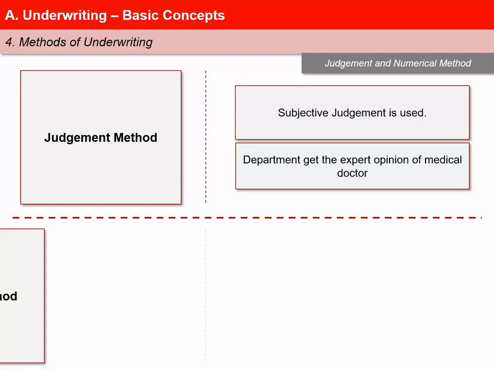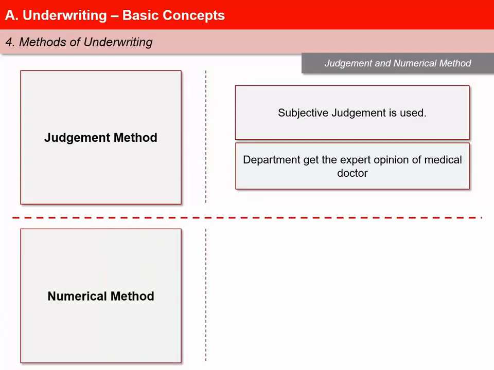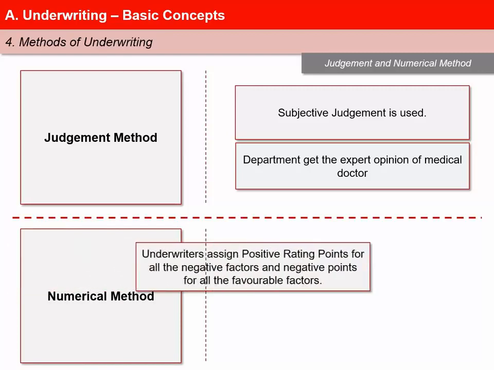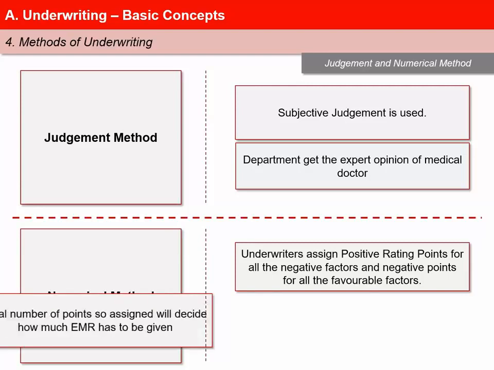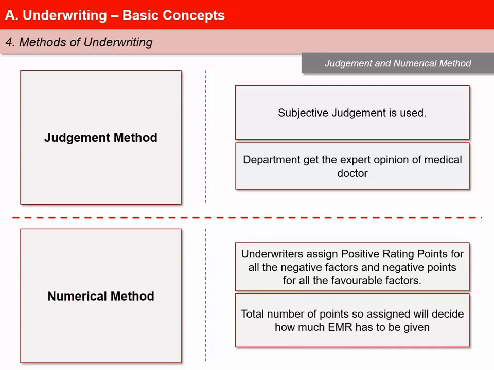And second is numerical method. Under this method, the underwriter assigns positive rating points for all negative or adverse factors and vice versa. The total number of points so assigned will decide how much extra mortality rating or EMR has been given. Higher the EMR, more substandard the life is. If the EMR is very high, insurance may even be declined.